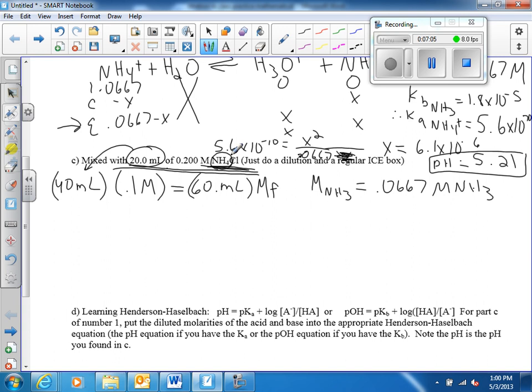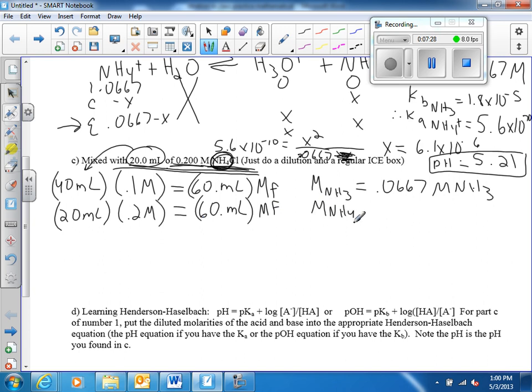And I also needed to do a dilution for this one right here. This one I have 20 milliliters of 0.2 molar NH4+, MiVi, and the final volume, we added the ammonia solution and the ammonium solution together, 60 mils total, Mf.